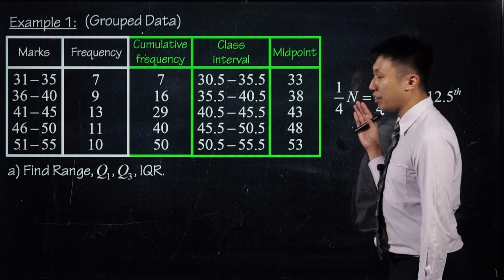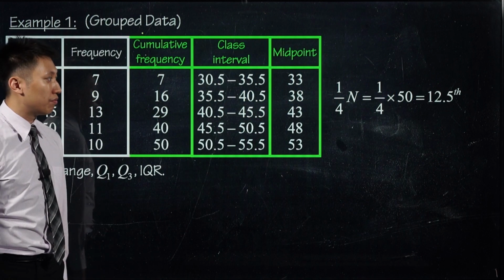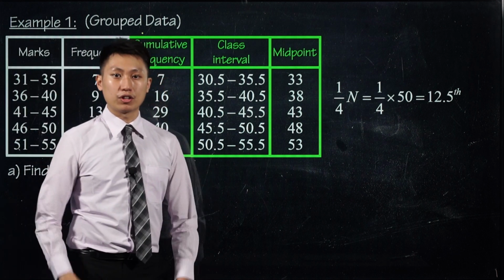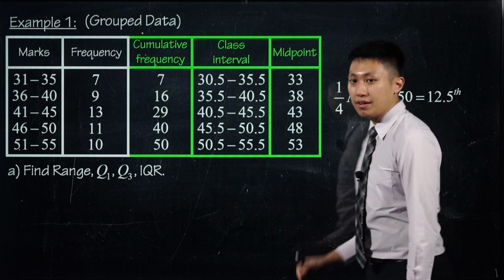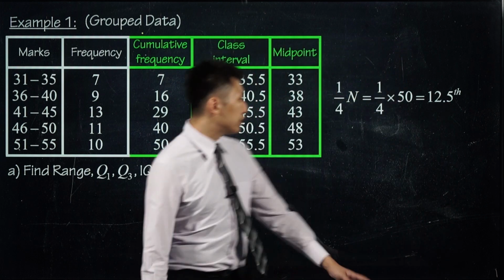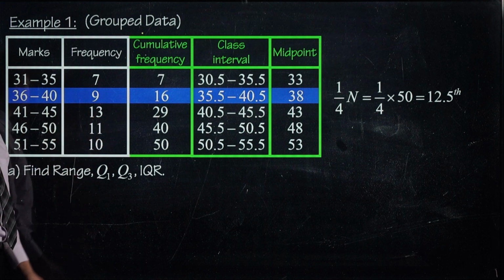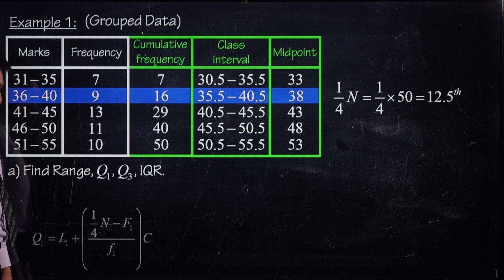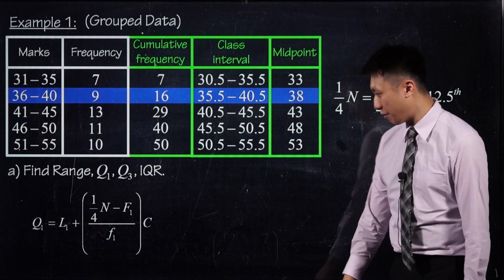So here we want to find the first quartile now. The first quartile is 1/4 of the total observations, so it occurs at the 12.5th data point, which is where? Here. It appears here. So what we're going to do now is write down this formula, and let me explain it one by one for you.